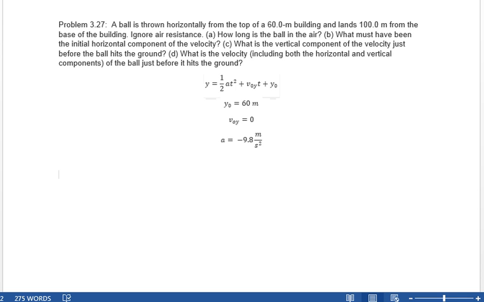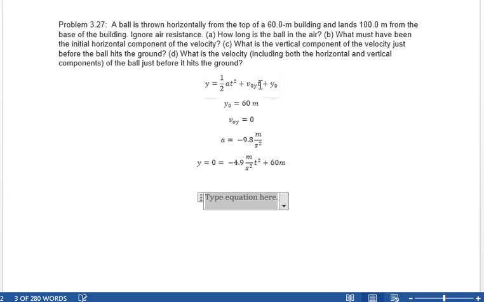Now, when the ball hits the ground, we're asked how long is the ball in the air? Well, the ball is no longer in the air when it hits the ground. So when the ball hits the ground, what is our position? It's y equals 0. So 0 equals minus 4.9 meters per second squared times time squared. v naught was 0, so that component is gone, plus 60 meters. This is the equation we have to solve.